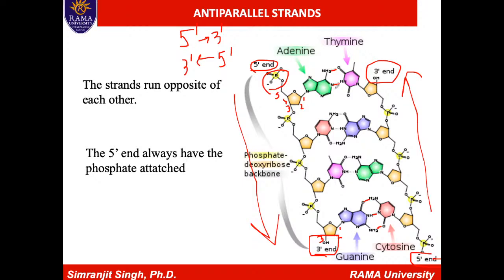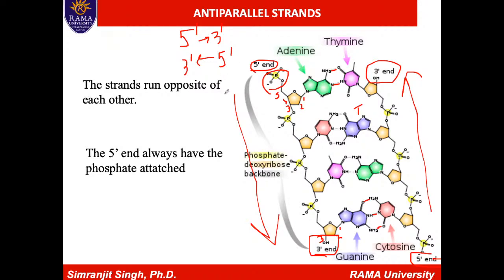Yes, there's one thing: a mutation could happen. If there is thymine here and we put thymine here also, they make dimers, they make double bonding here together. So this is possible. It's just because of the UV light. You will study about that in the DNA repair system. But otherwise, in nature, things are present like this.